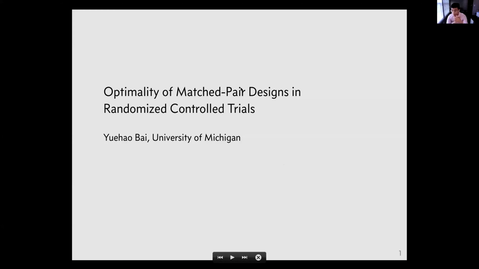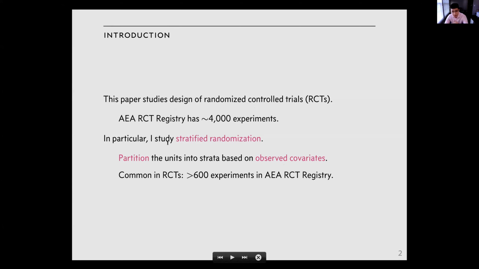So I'm very glad to talk about my paper. The title is Optimality of Match Pair Designs in Randomized Controlled Trials. As you could see from the title, this paper studies the design of randomized controlled trials, or RCTs. And RCT has been pretty common in economics.